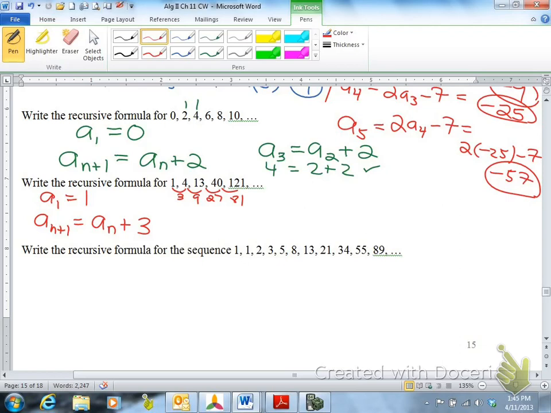It's 3 with the exponent. In this case, it would be an exponent of 1, or you could say exponent of n. So for instance, let's say the third term would be the second term plus 3 to the 2. So the third term is 13, and that would equal the term before it plus 9. So it's 4 plus 9, so 13. So this formula works. And there are other ways that you could do this.